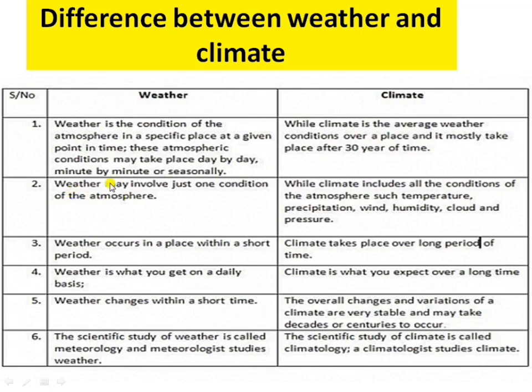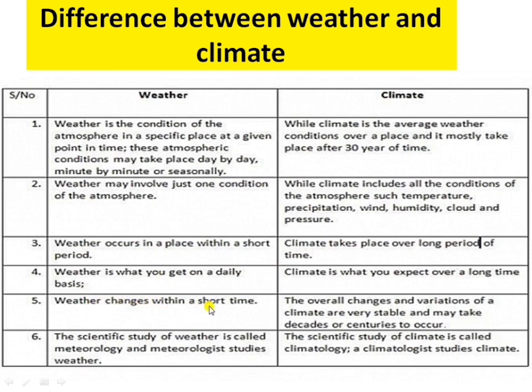Weather may involve just one condition of the atmosphere, but climate includes all the conditions, such as temperature, precipitation, wind, humidity, cloud and pressure. Weather occurs in a place within a short period, but climate takes place over a long period of time. Weather is what you get on a daily basis, but climate is what you expect over a long time.